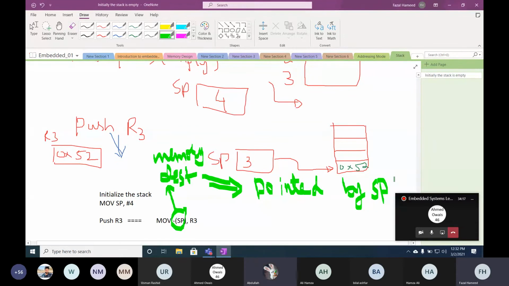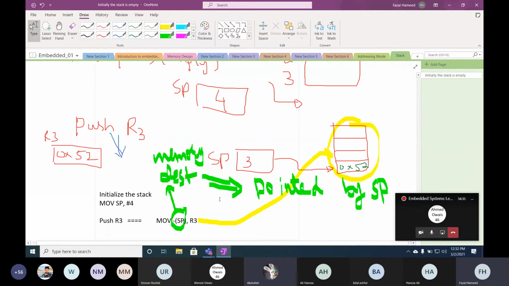Stack pointer. Yes, that is pointed by stack pointer. So it means that now we have push R3. Let's assume R3 is 0x52. Now let's assume we want to add another value. After this instruction, the memory will look like this.